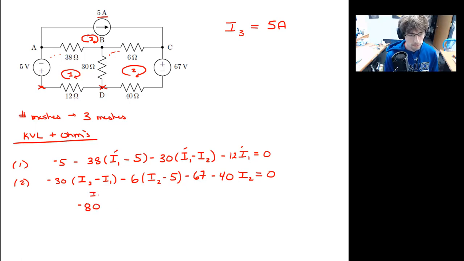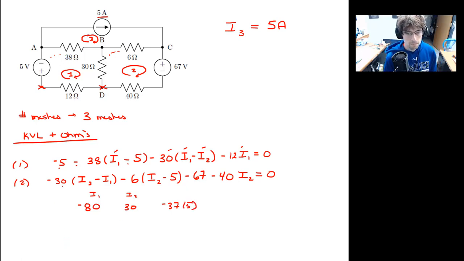I'll use the first column for I1, second column for I2. So I have a negative 80. I have negative 30 times negative I2, so that gives me a positive 30. It takes care of that. And then I have a negative 5 plus 5 times 38. So that's 37 times 5. And I move it to the other side. So I have a negative 37 times 5.